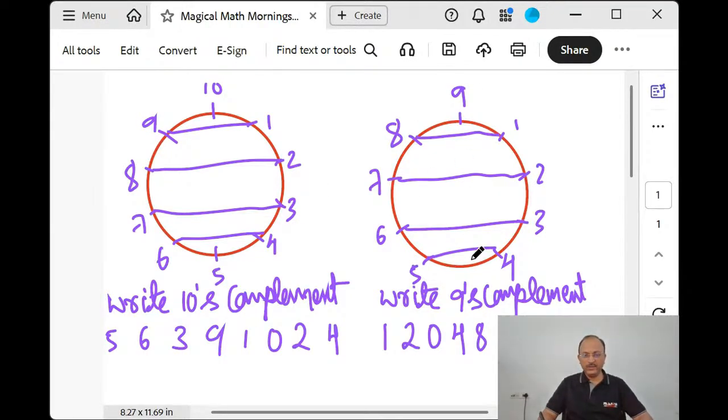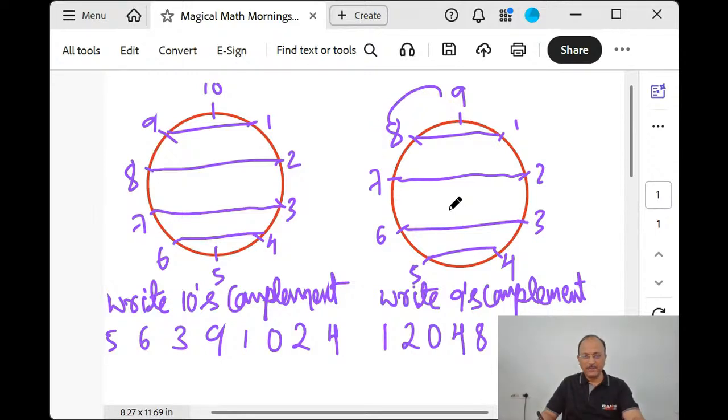Also, we have learned that the 9's complement means the number we have to add to this number to get 9. So the 9's complement of 8 is 1. That means when you subtract this, you are going to get this. When you subtract 6, you get 3. 5 means 4. Correct? These are the 9's complements.